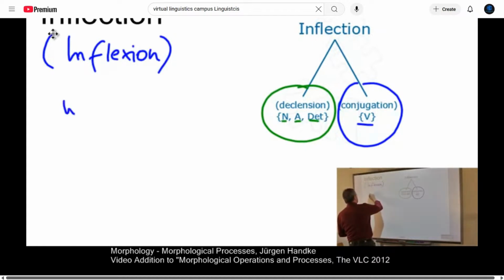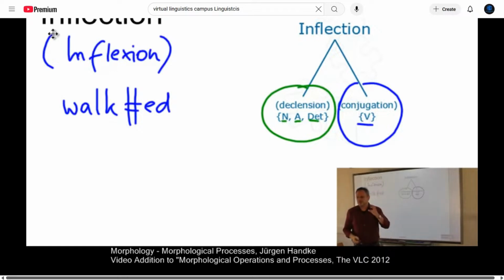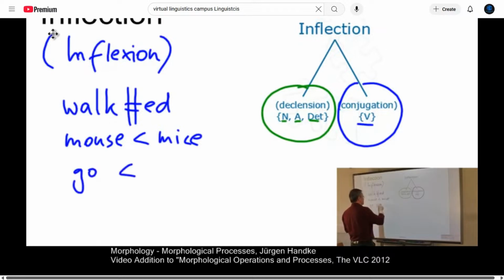Let's look at some examples. Here we have a typical example of inflection, walk plus the morph ed. I'm using orthographical notation here for reasons of simplification. Here we have a concatenative operation where you add a suffix to a base form. In the example mouse, which becomes mice, we don't have a concatenative operation, but a vocalic change, one particular type of non-concatenative operation. And in go, which might become went, we have an example of suppletion. Now, the set of inflectional variants associated with one base form is called the paradigm.